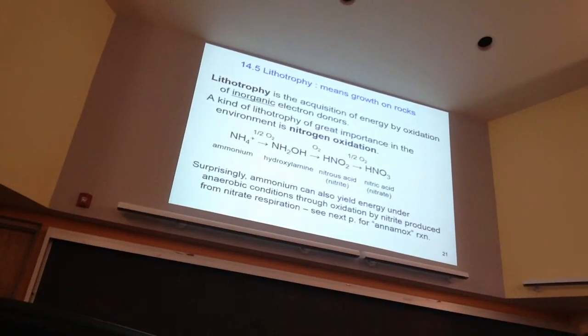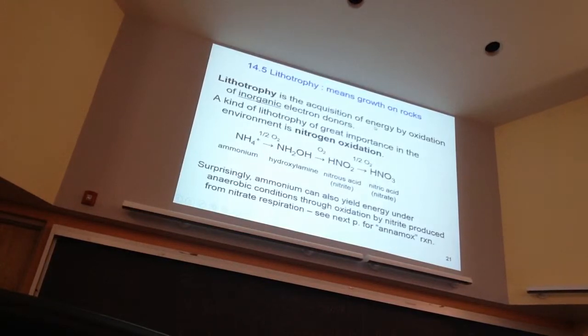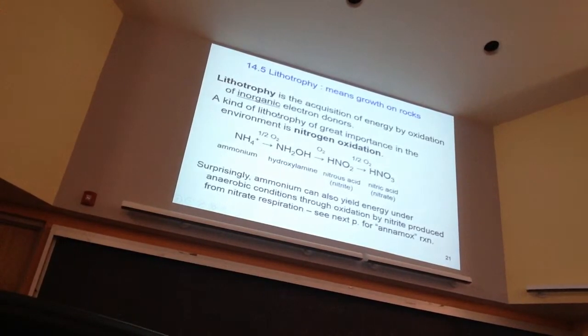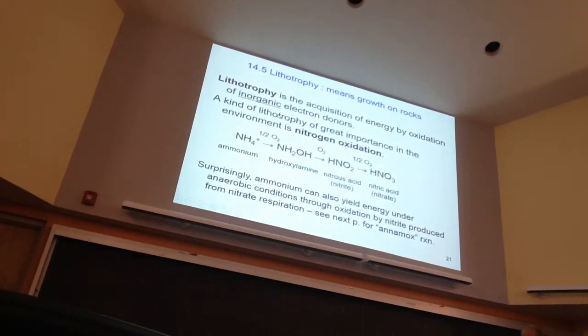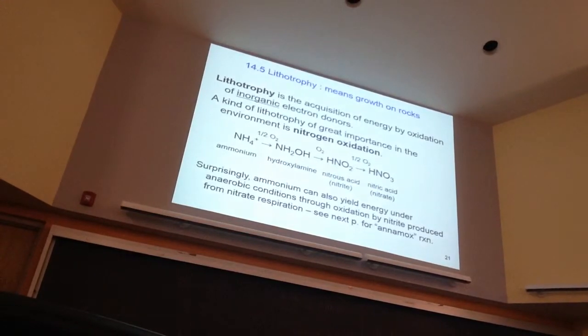So lithotrophy, litho means rock, trophy means grow, so this means growth on rocks. And so it's the acquisition of energy by the oxidation of inorganic electron donors. So one type of lithotrophy that's important is this nitrogen oxidation. I'm going to just leave it at that. I go into a lot more detail in other courses.